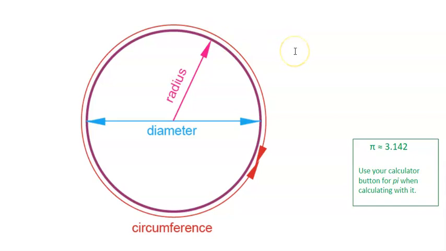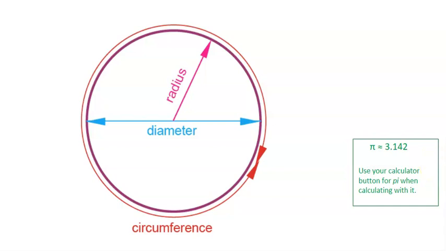When we talk about circles, anything to do with calculating with circles, we use the Greek letter pi, which represents approximately 3.142. Use your calculator button for pi when calculating with it.